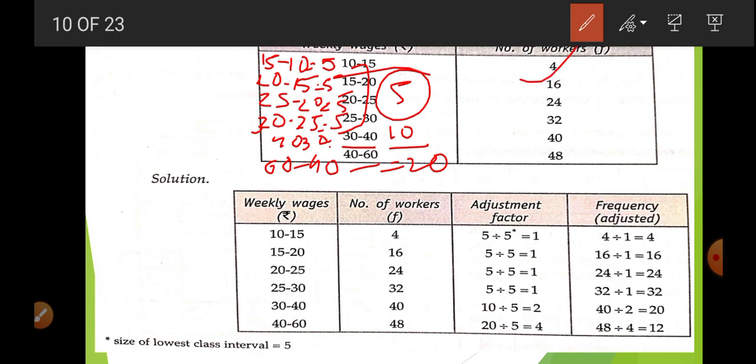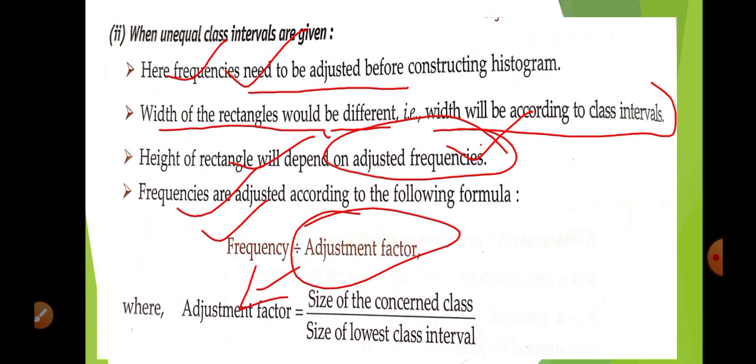So first of all we are going to adjust this frequency. How are we going to do it? First of all we are going to find the adjusted factor, and then we are going to divide the frequency by this adjusted factor. Okay, so how? What is the equation for the adjusted factor? The equation is the size of the concerned class and the size of the lowest class interval.